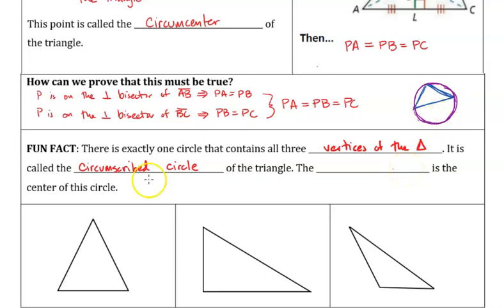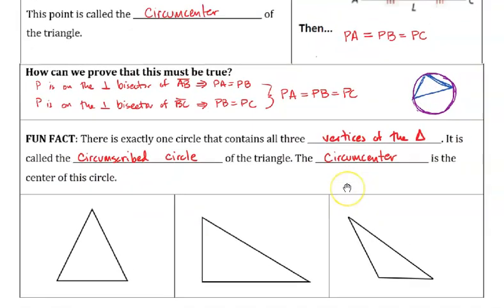That circle is called the circumscribed circle of the triangle. It's unique to that triangle. There's only one that would do that. The circumcenter of your triangle is the center of that circle.